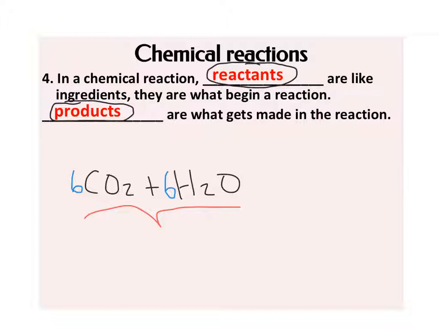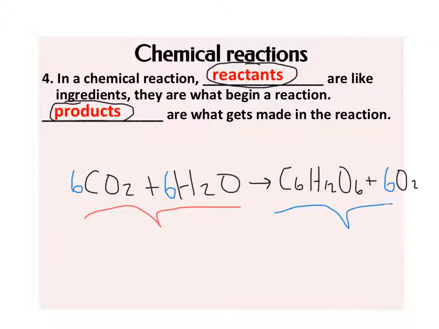And what gets made? What are the products? Well, plants, they make glucose, and its formula is C6H12O6, plus plants also make oxygen, or O2. And they happen to make, once again, 6 oxygen molecules. And these over here are the products.